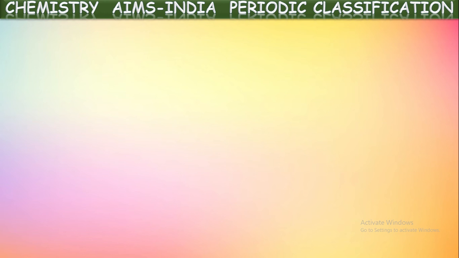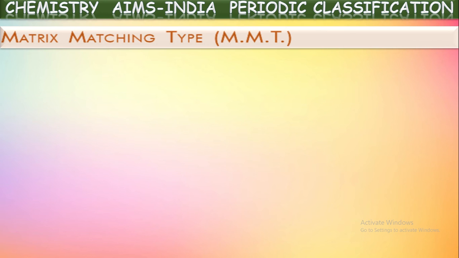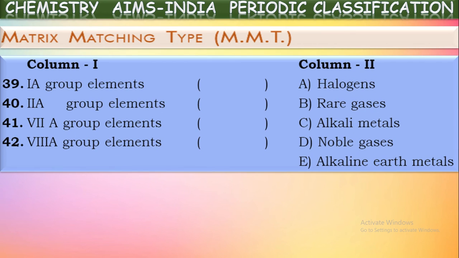Okay. Next, see the matrix matching type question. In column 1, they have given certain groups of elements and their special names are given in column 2. Try to match these two. See the first one, alkali metal. So 1A group elements are commonly called alkali metals, isn't it?